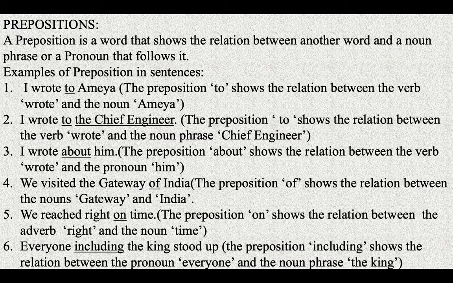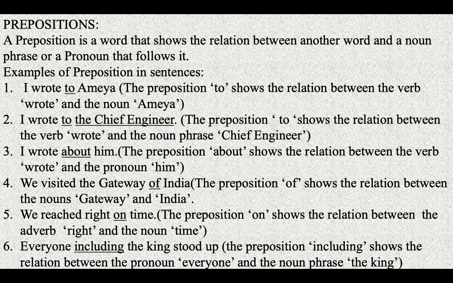I wrote to the chief engineer. The preposition to shows the relation between the verb wrote, it is a verb, right, and the noun phrase chief engineer. So who was it written to? I wrote about him. The preposition about shows the relation between the verb wrote and the pronoun him. We visited the Gateway of India. Here the preposition of, okay, it's showing the relation between the nouns gateway and India.